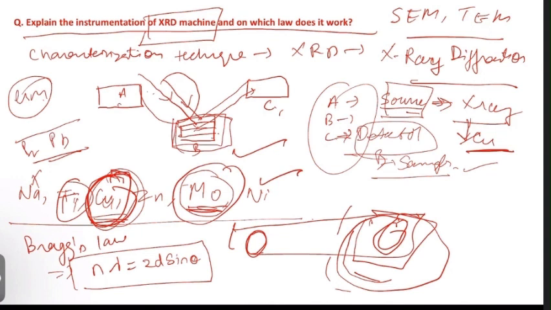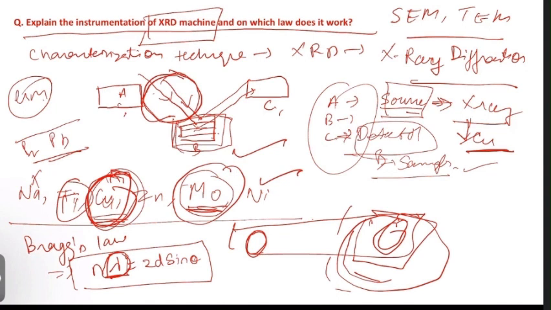Tell me, the lambda used in Bragg's law, does it belong to the sample, or is it the lambda of the incident ray or reflected ray? Does lambda belong to the source? Yes or no? Yes, ma'am. Right, that X-ray source only.